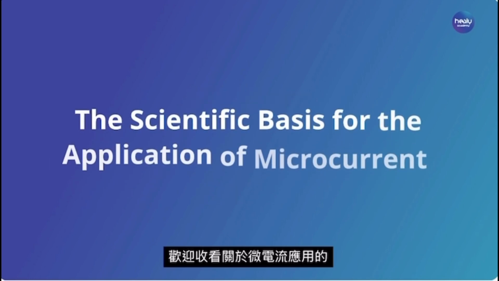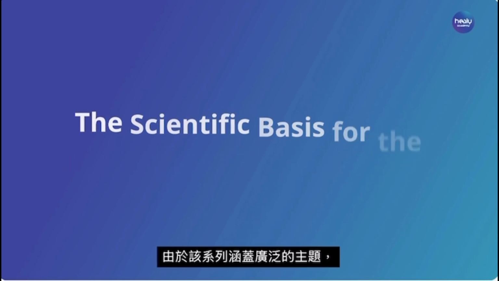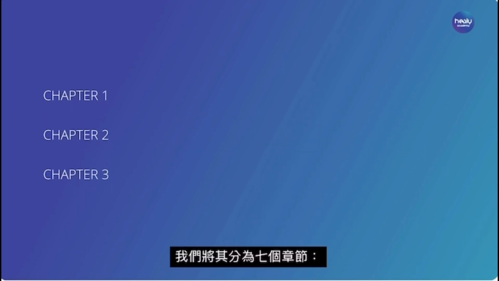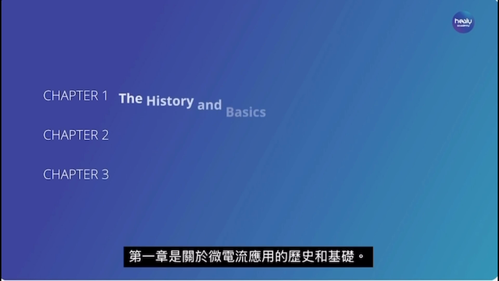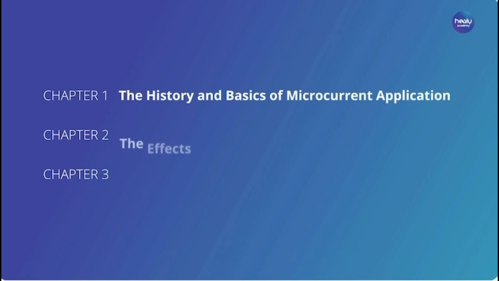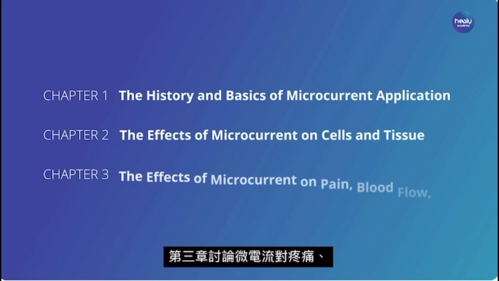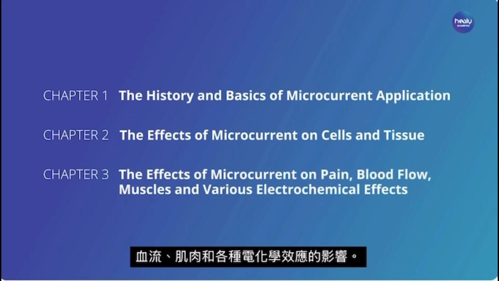Welcome to a video series about the scientific basis for the application of microcurrent. Since it covers a wide range of topics, we have divided it into several chapters. The first chapter is about the history and basics of microcurrent application. The second chapter focuses on the effects of microcurrent on cells and tissue. The third chapter discusses the effects of microcurrent on pain, blood flow, muscles, and various electrochemical effects.